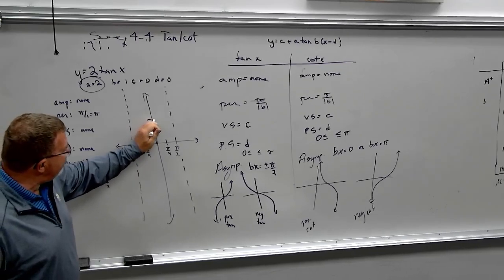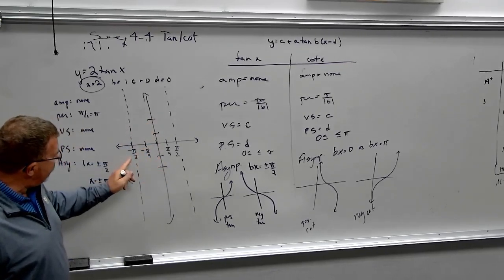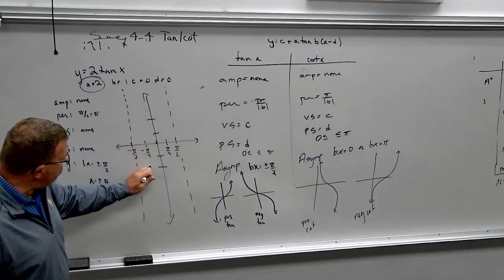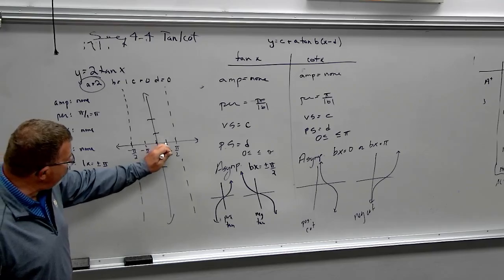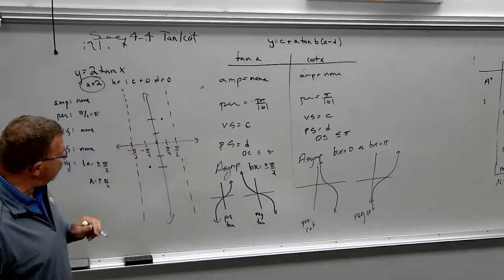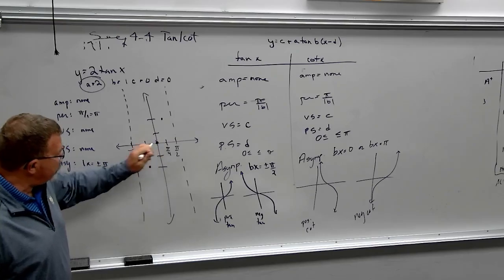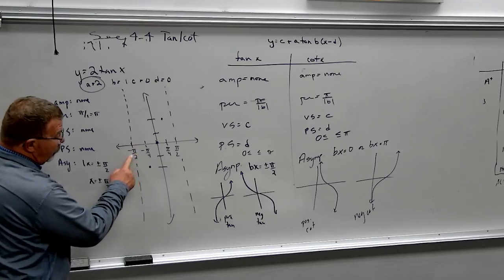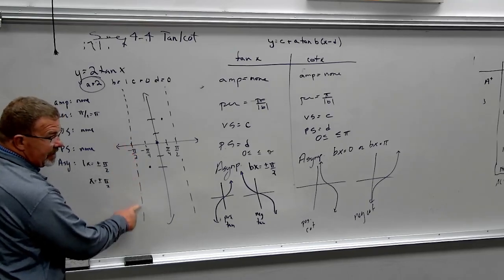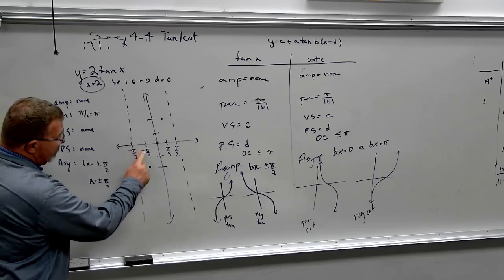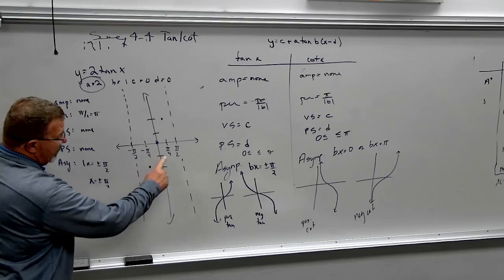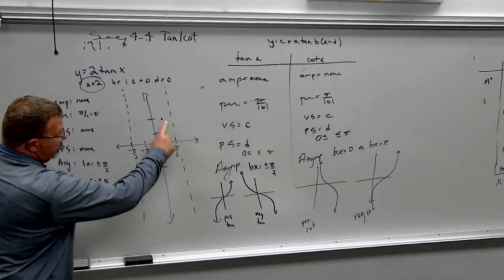So what this a value tells you is that at this interval at negative pi over 4, we are 2 below. And then at pi over 4, we're 2 above. So we know it goes through the origin. This a value tells you not this point, because it'll never touch these asymptotes. So at our first interval, negative pi over 4, we're 2 below. And then at our third interval, we're 2 above.